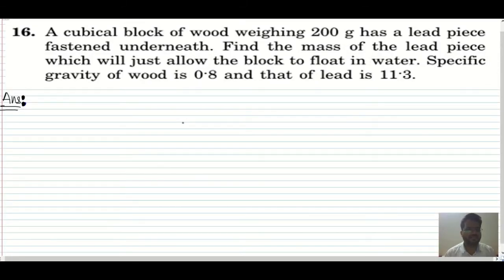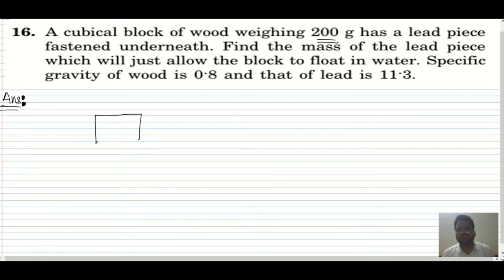So let's start with Fluid Mechanics DPP 4, and in this we have the 16th question from HCV Verma. As you can see, a cubical block of wood weighing 200 gram has a lead piece fastened underneath. Find the mass of lead piece which will just allow the block to float in water, and they gave the specific gravity of wood and that of lead. So this is the condition given.